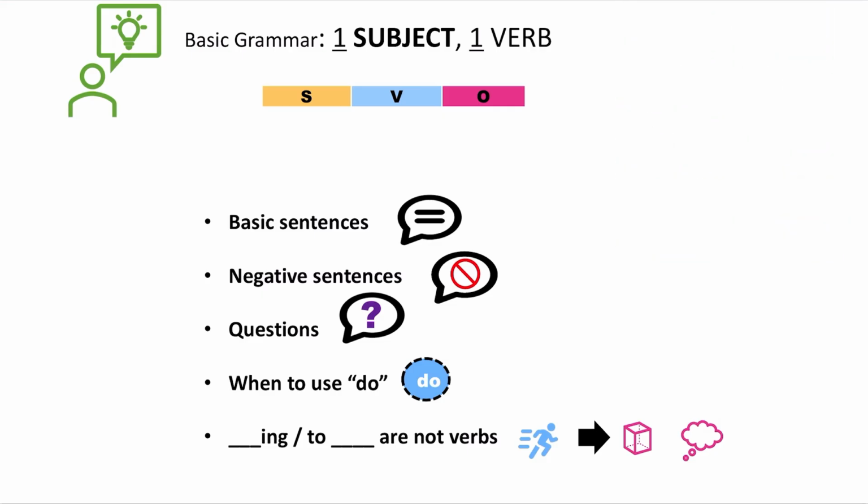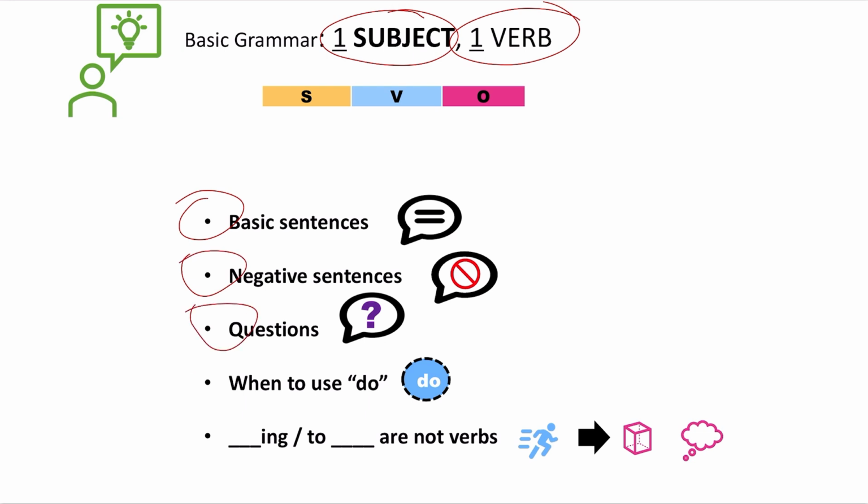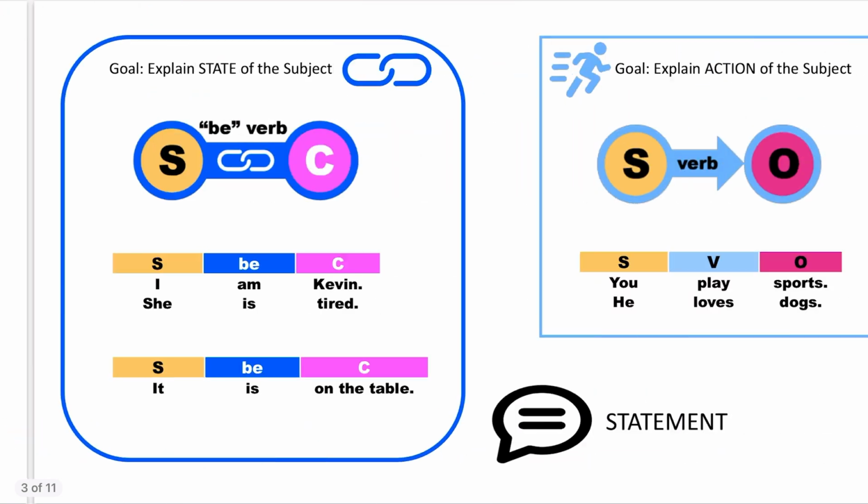Okay, everyone, so we're going to talk about the important Unit 1 grammar we talked about in class. Okay, most important thing to remember, in English, we have to have one subject and one verb. That makes a sentence. In this video, we'll go over basic sentences, negative sentences, questions, the do verb, ing, and to. The same things that we did in class.